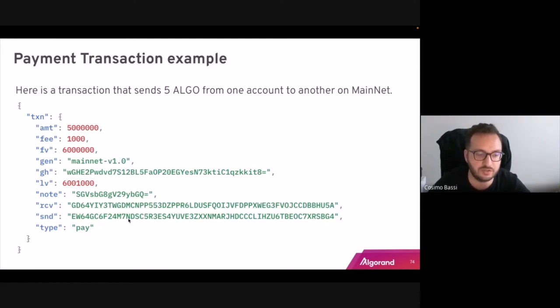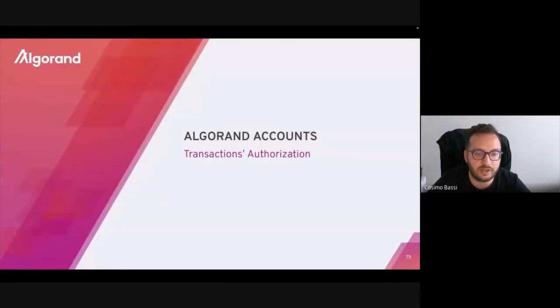So this transaction is a payment type, with a sender and a receiver, and it wrote something in a note field. It is going to be submitted on the mainnet and will transfer 5 algo, paying the minimum fee, which is 0.001 algo. That's why here you have 1,000, because of the digit position. Okay, so this is a transaction. So what are the other numbers?